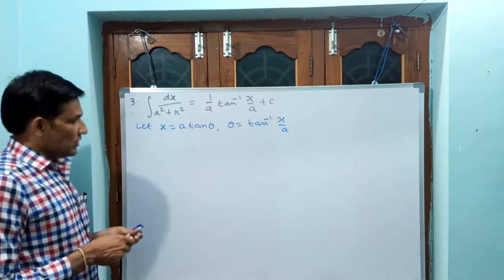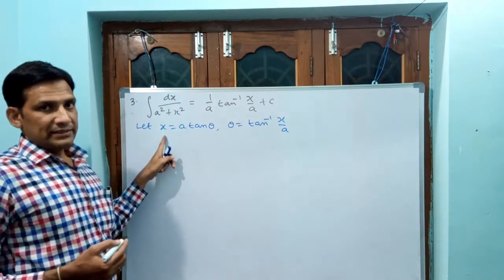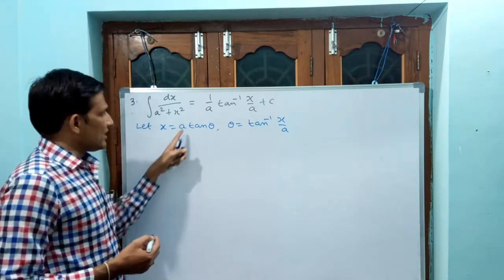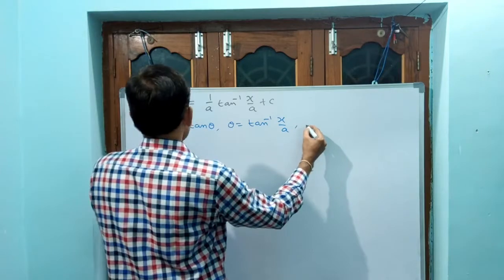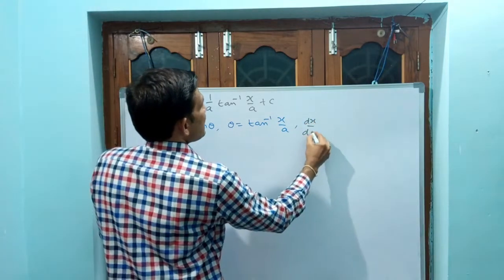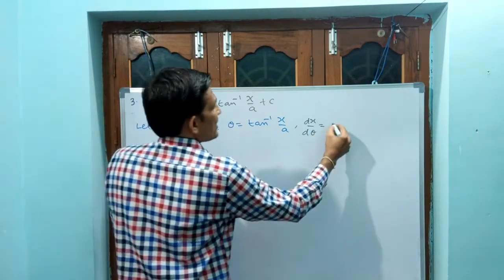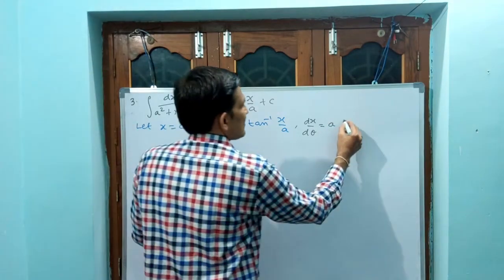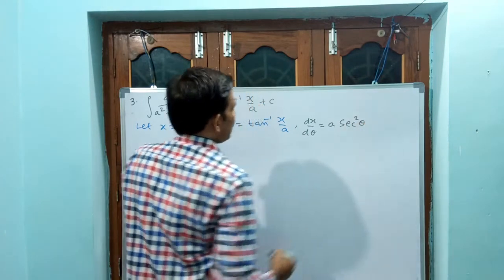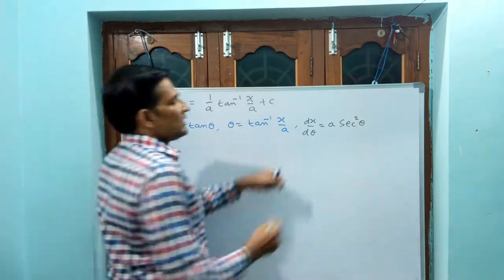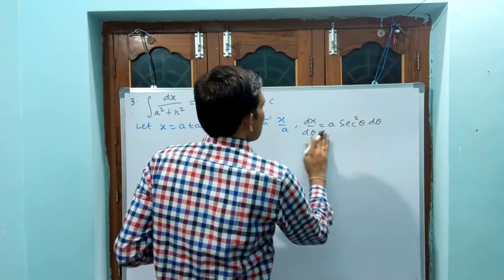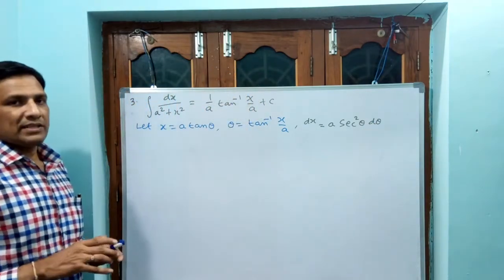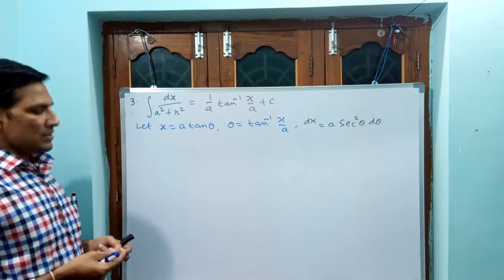And now, if this is x, then you differentiate both sides with respect to theta. dx by d theta is equal to a, which is the coefficient, times d by d theta of tan theta, which is secant square theta. Now this d theta I am sending to this side. So dx is equal to a secant square theta d theta. That is also okay.